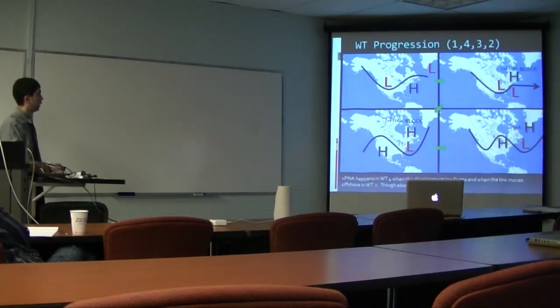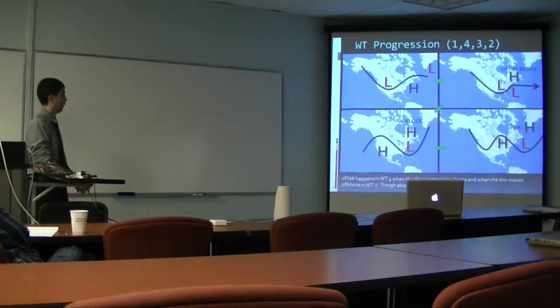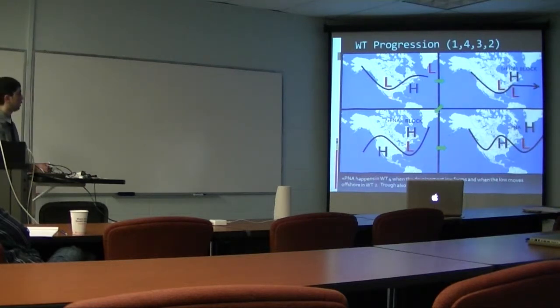One thing you'll also recognize is that from 1 to 4 your trough is deepening, and 4 and 3 have similar depth to the trough. When your trough deepens you tend to have stronger lows, and then it'll pick back up in weather type 2. So you can almost see a movement of the low as you're going through.